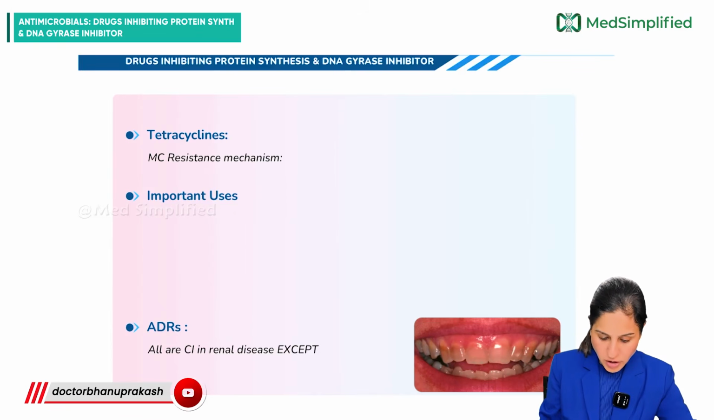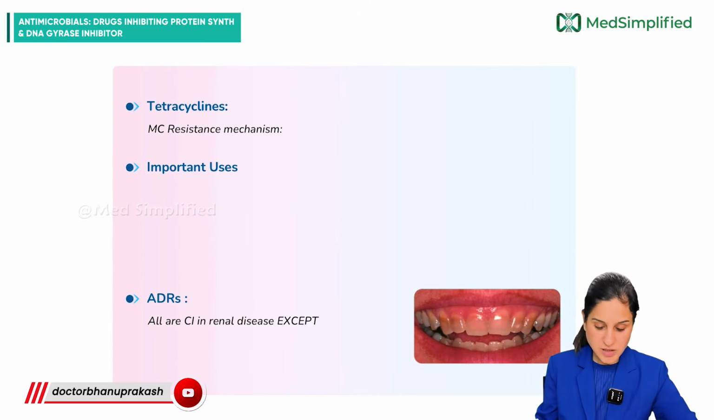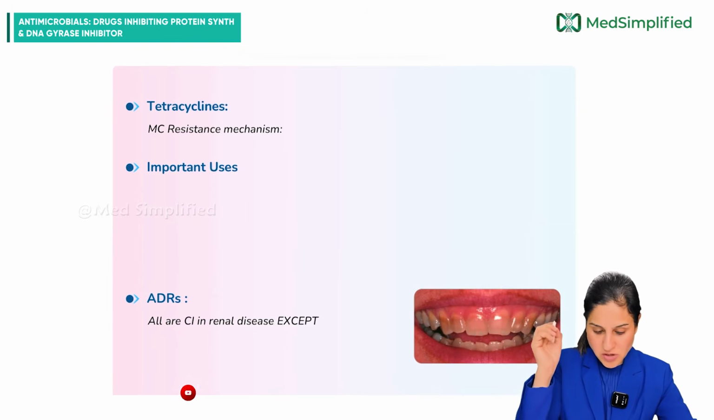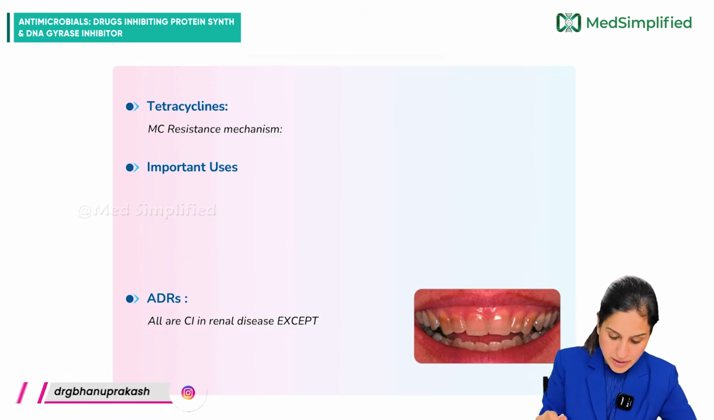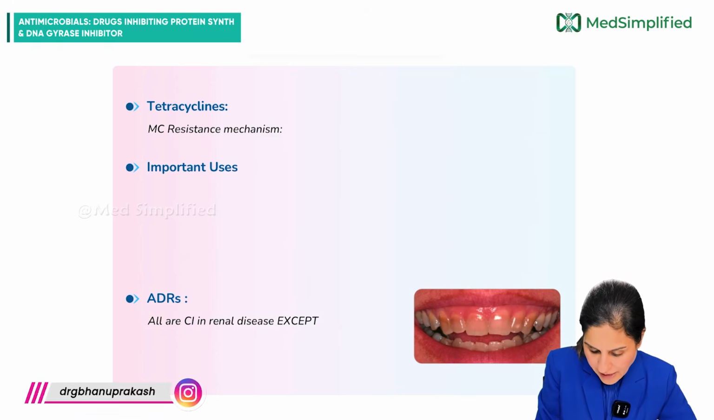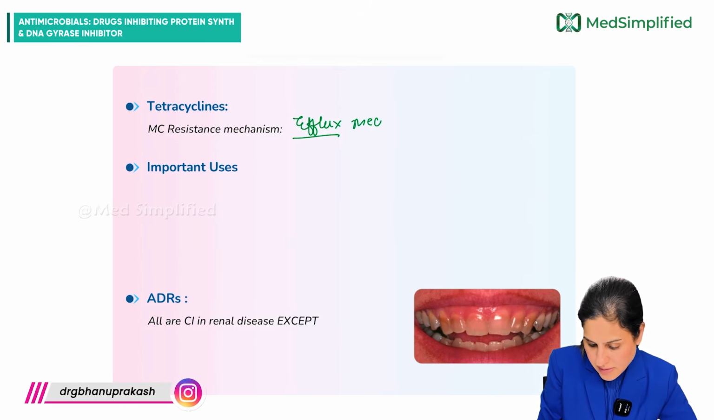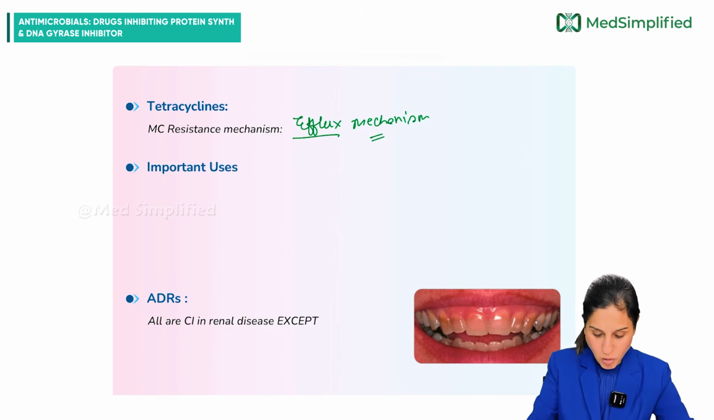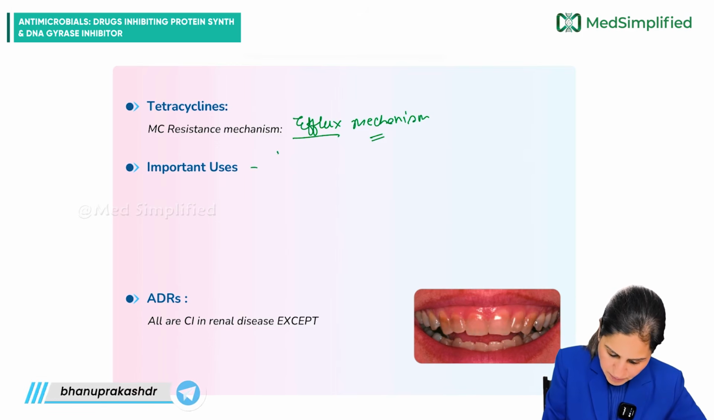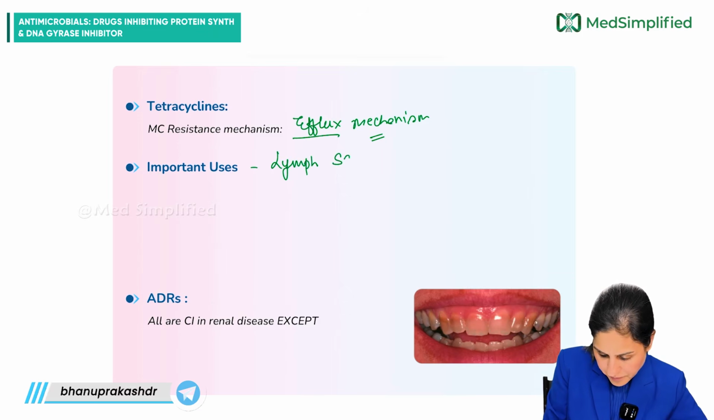All right, moving on to the next group of drugs, we have the tetracyclines. Now, with tetracyclines, the most common resistance mechanism, as compared to aminoglycosides, is the efflux mechanism.